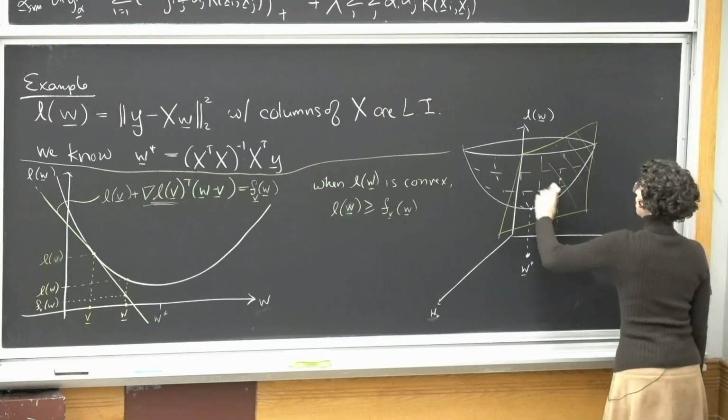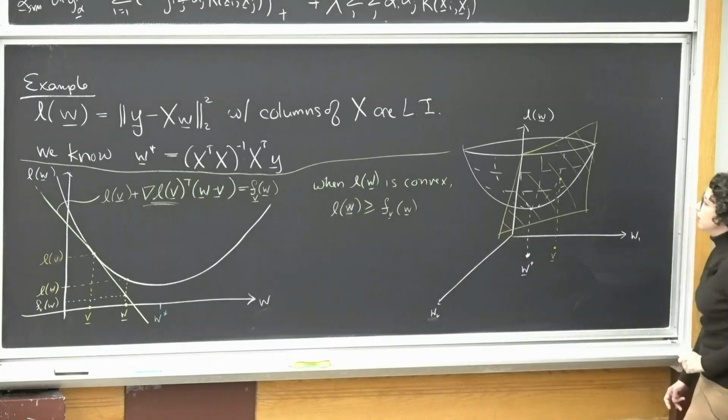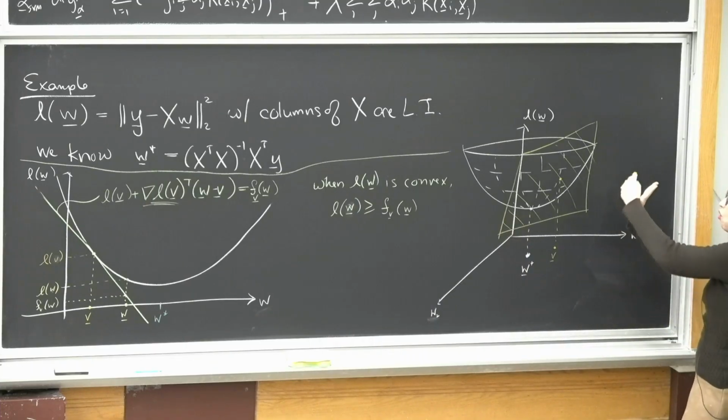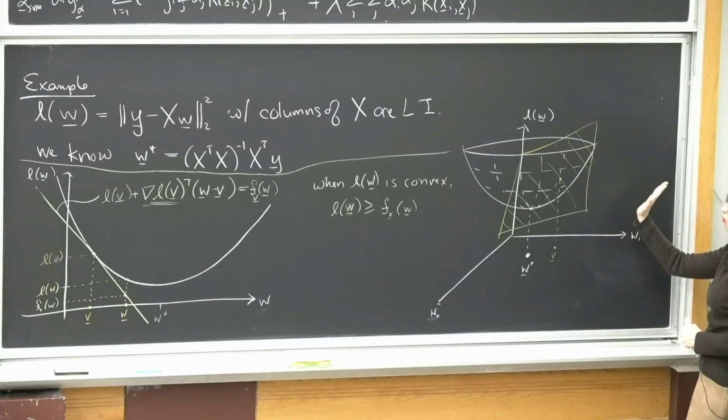But the point I'm trying to make is that when my function in white is convex, then when I draw that tangent plane, the whole function in white is above that orange tangent plane, no matter where I look at that tangent plane, or no matter where I look at the function.